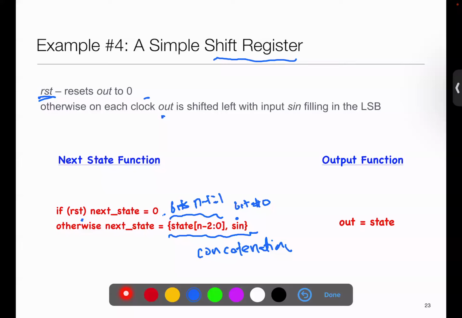And the remaining bits are coming from the lower n-1 bits of the current state. So we are discarding the most significant bit of the state and putting a new least significant bit into the state. We'll see shortly how it will look circuit-wise, but I'm shifting the state left and taking my 1-bit input and shoving it into the least significant bit of the state register. And output is just whatever is in the state register.